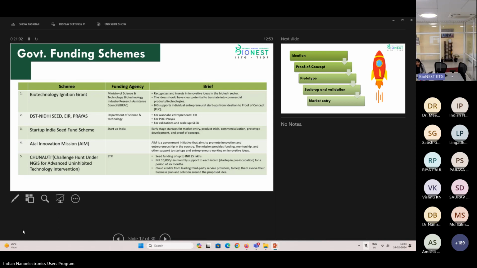And then again, the same type of grant is given by DST, Government of India, which is called Nidhi. Nidhi has three schemes. One is EIR, the other one is Prayas, and the third one is SEED. EIR is generally for entrepreneurs, like students, maybe like you, who have an idea and still don't want to form a company, because once you form a company, there are a lot of compliances you have to do with the government.